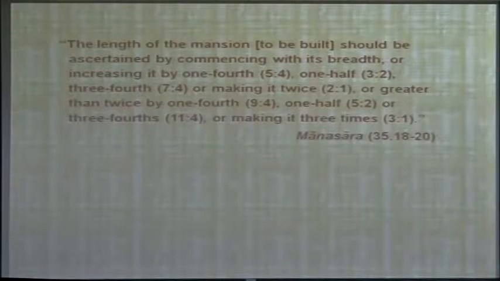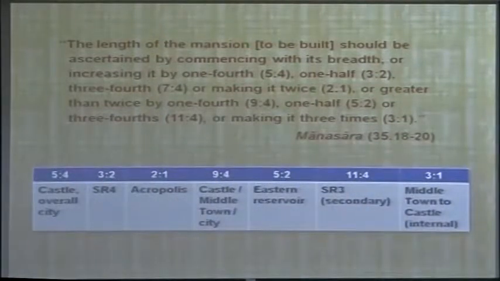So it says you can increase by 1/4, that of course gives us 5 to 4, by 1/2, 3/2, by 3/4, or you can make it twice, or you can make it greater than twice by 1/4. We are getting our 9/4. You can add 1/2 or 3/4, or finally you can make it 3 times. And if you take all these proportions except this 7/4, which I could not trace at Dholavira but is available at other Harappan sites, all the other fractions mentioned here are available at Dholavira.